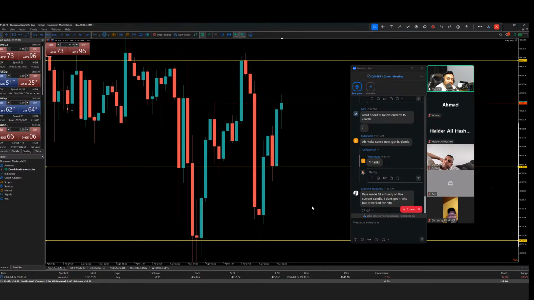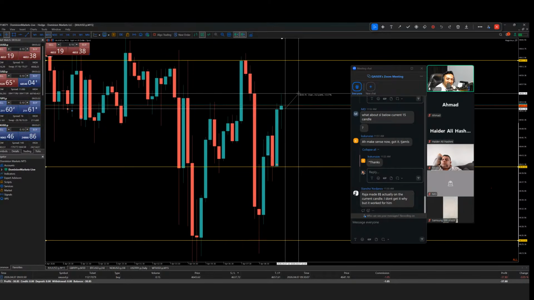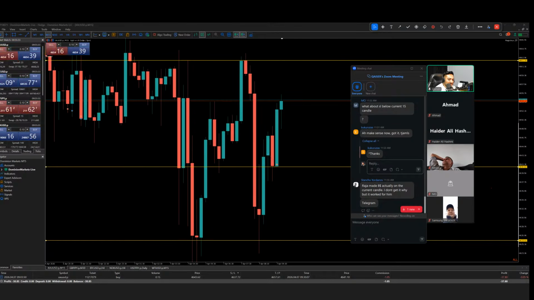Really appreciate it. Raja made $8 actually on the current candle, and I don't get why, but it worked for him. Which one is this? Here he took a buy for it. It didn't even go more than 30 pips. Where he just posted the story. Let me see what my boss is doing there. Telegram. You know what? Even in Pakistan, first trade $8. I got it.